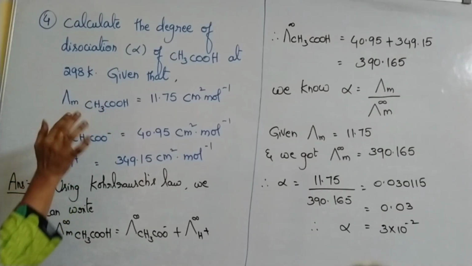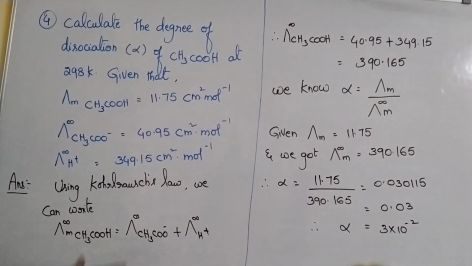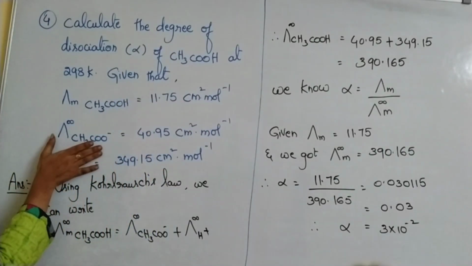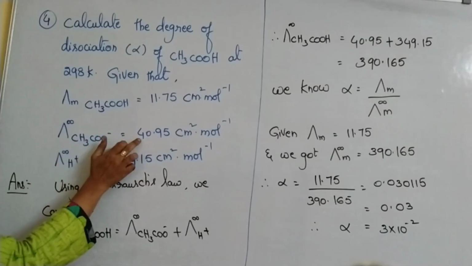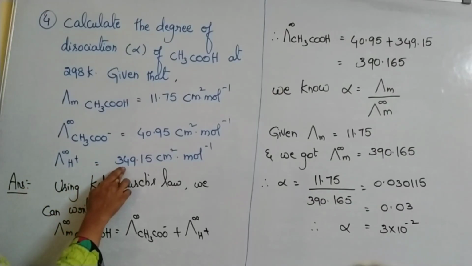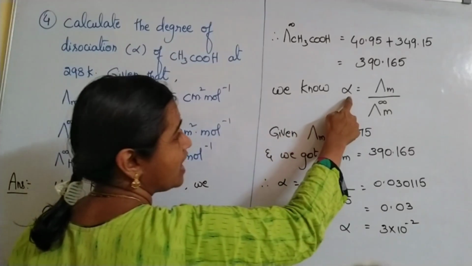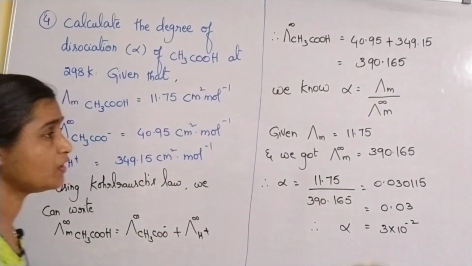Now CH3COOH actually dissociates into what? CH3COO minus plus H plus. For this, molar conductivity is given as 11.75, and for each ion limiting molar conductivity is given: for acetate ion 40.95 and for H plus ion 349.15 centimeter square mole inverse. Now he is asking us to calculate the degree of dissociation alpha. To find it, this is the formula: alpha is equal to molar conductivity by limiting molar conductivity of the same substance.